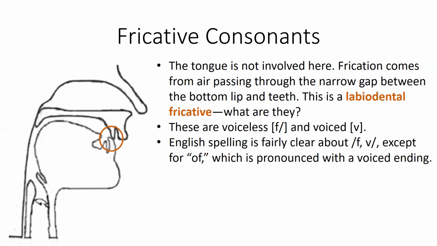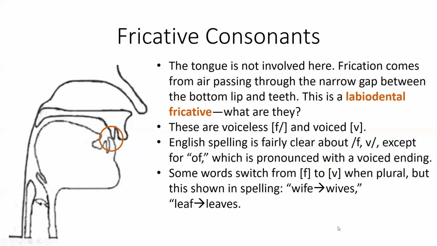The one word people sometimes get tripped up on is "of", which is always, even though it's spelled with the voiceless letter, transcribed and pronounced with the voiced sound. There are some words that switch from F to V when they go plural, but this is shown in the spelling, so it shouldn't be too surprising. Wife, wives, leaf, leaves.